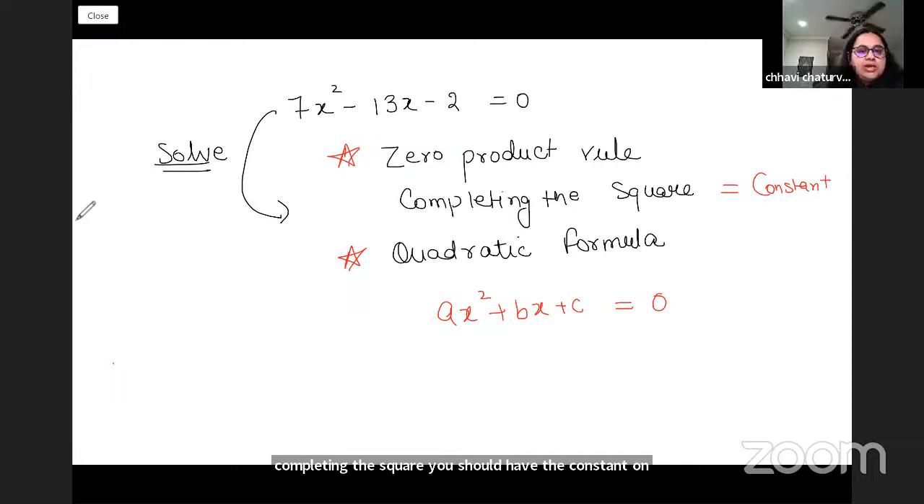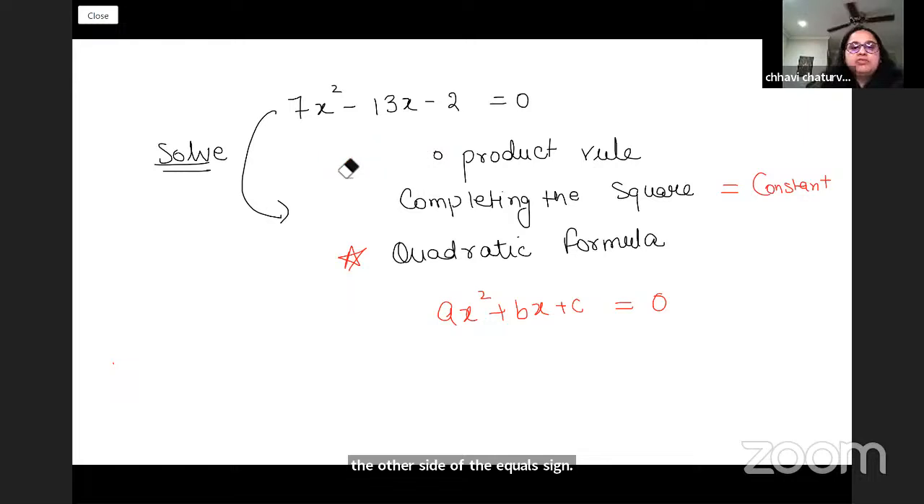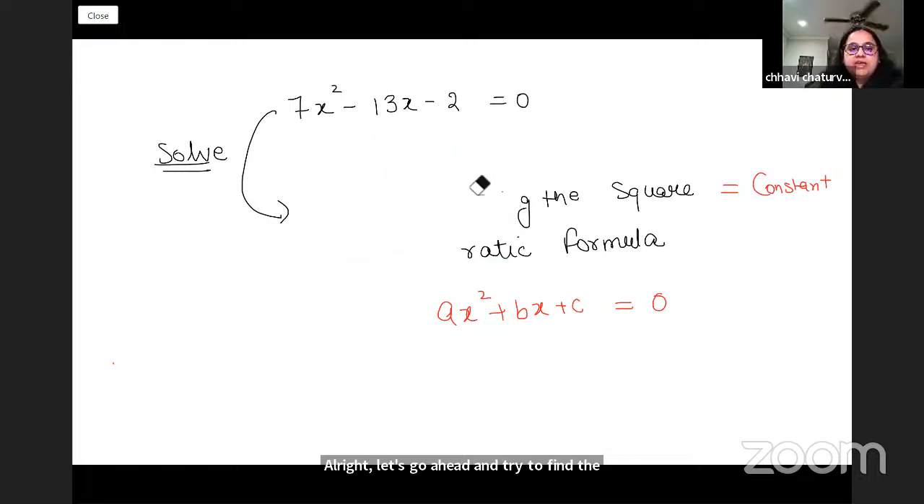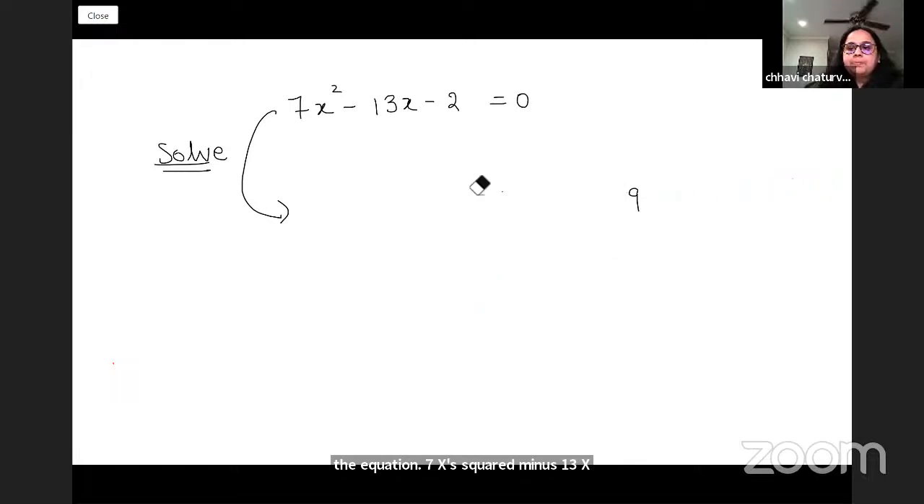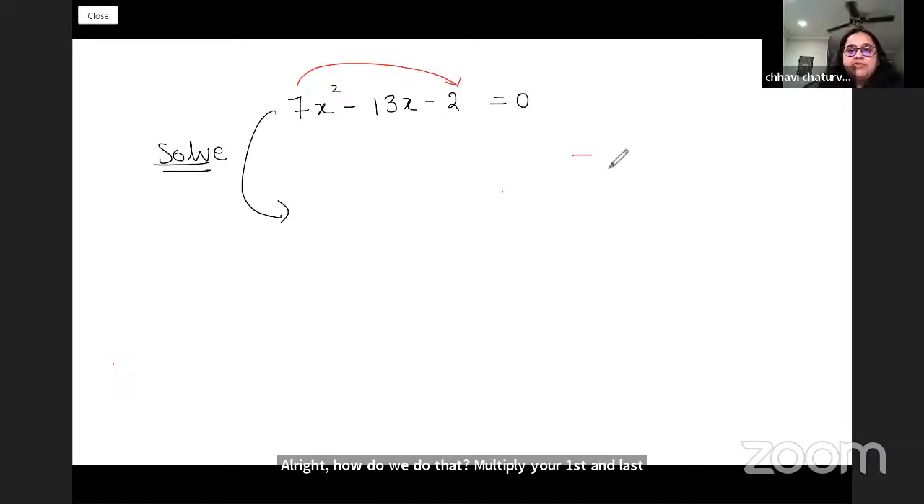All right, let's go ahead and try to find the factors of this equation: 7x squared minus 13x minus 2 equals 0. All right, how do we do that? Multiply your first and last term. So if I multiply 7 and negative 2, I get negative 14.